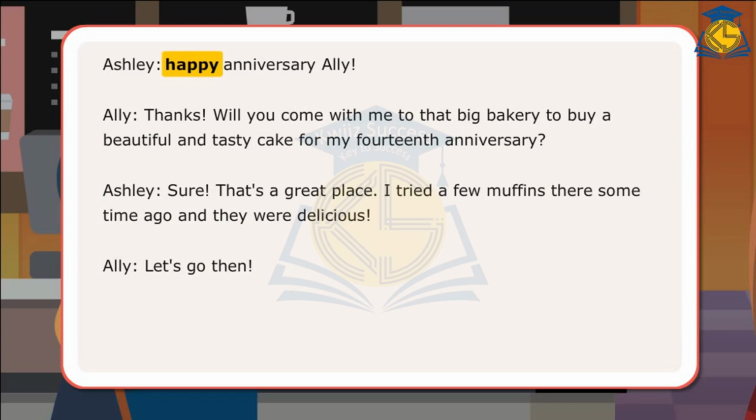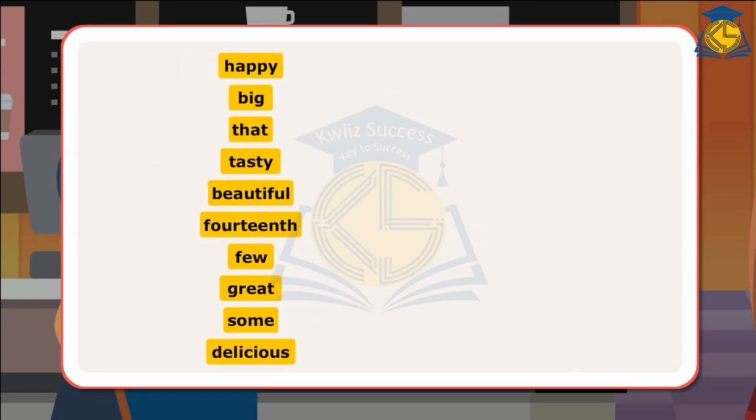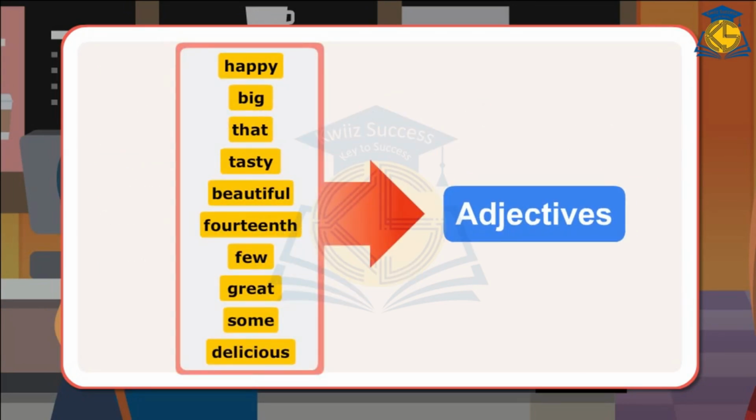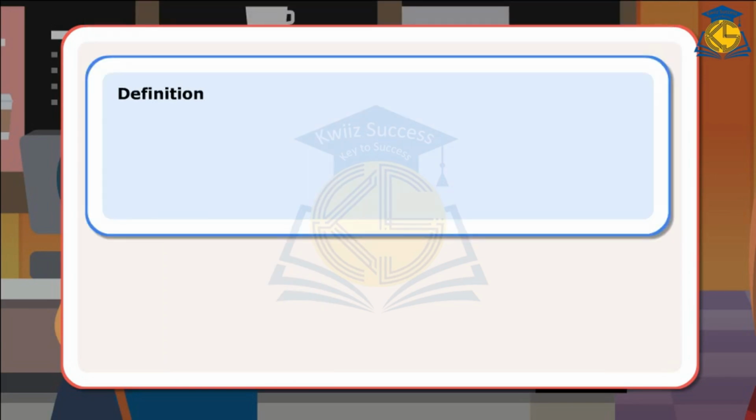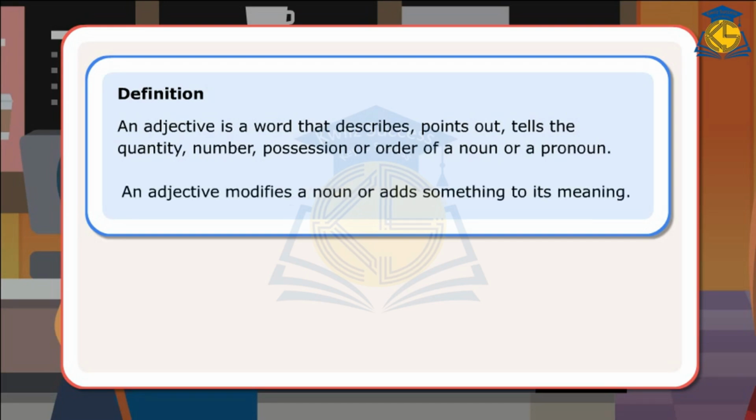In the conversation, Ashley and Ali have used several words that describe and modify nouns. The words happy, that, big, beautiful, tasty, 14th, great, few, some, delicious are examples of adjectives. Definition. An adjective is a word that describes, points out, or tells the quantity, number, possession or order of a noun or a pronoun. An adjective modifies a noun or adds something to its meaning.